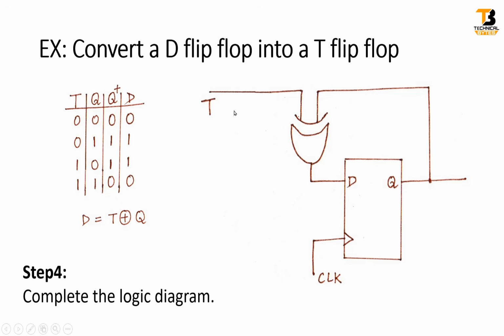Now let us complete our final step, that is to complete the logic diagram. From this expression, it is clear that I need to put an XOR gate. Inputs will be T and Q, and output will be applied to D flip-flop. So this is our final logic diagram. Input to this is T and output is Q. So finally it is a T flip-flop, which is made up of D flip-flop.